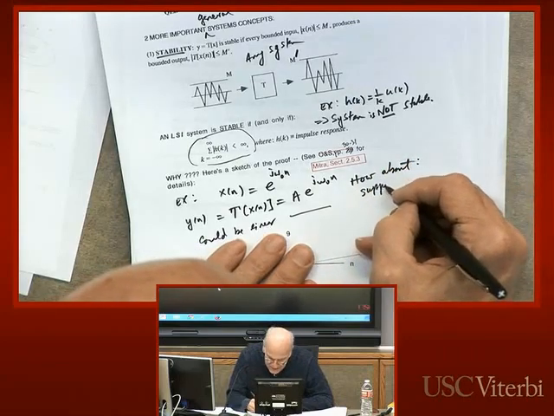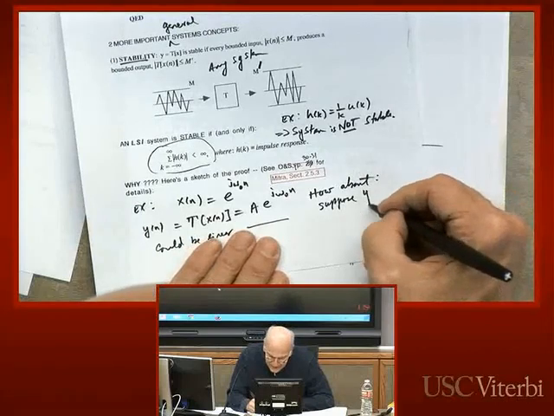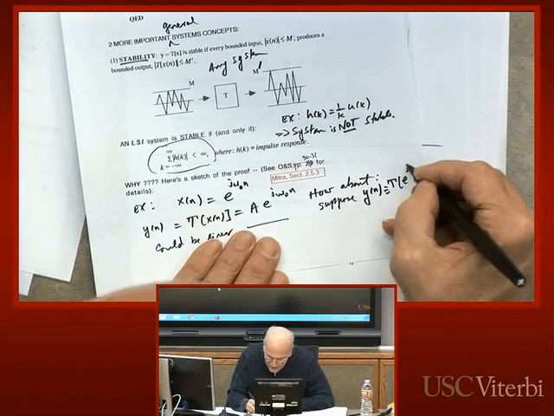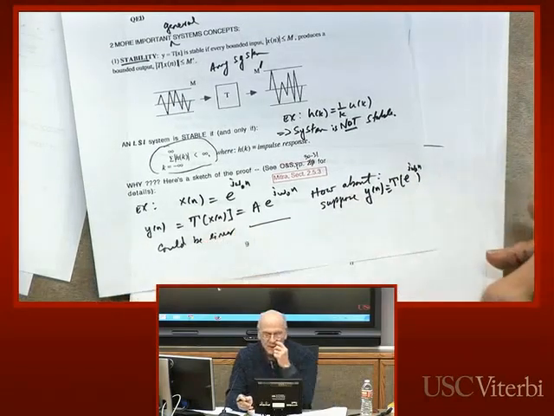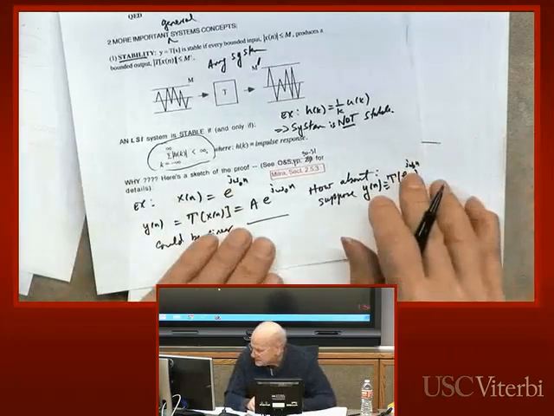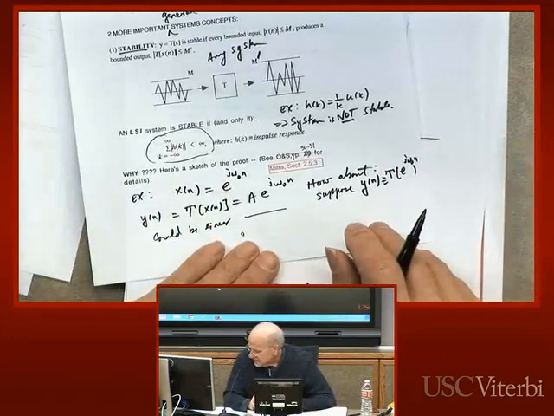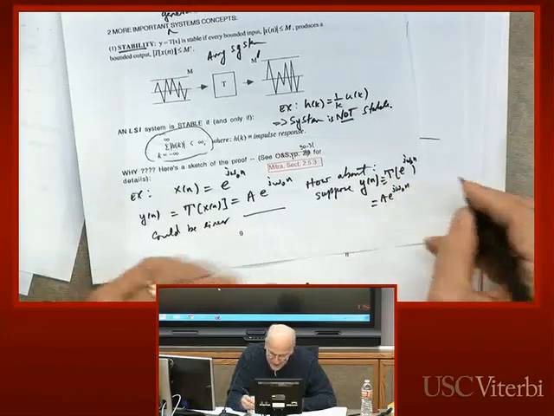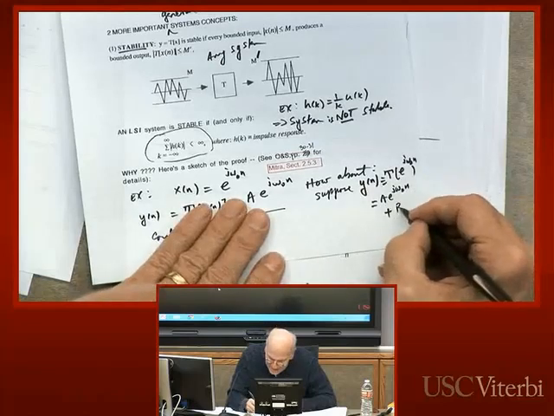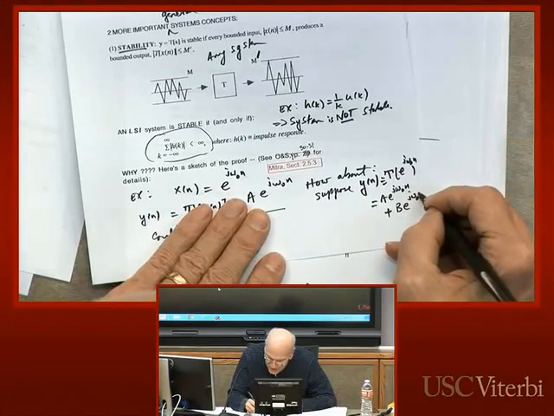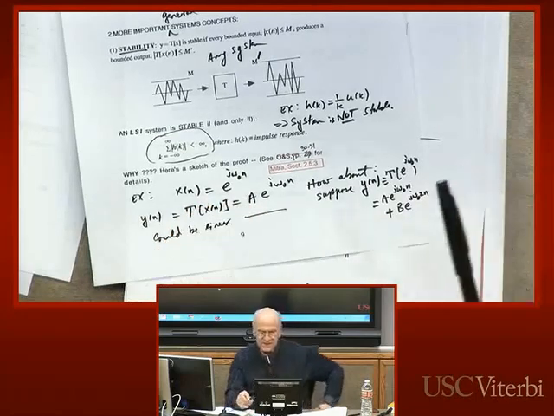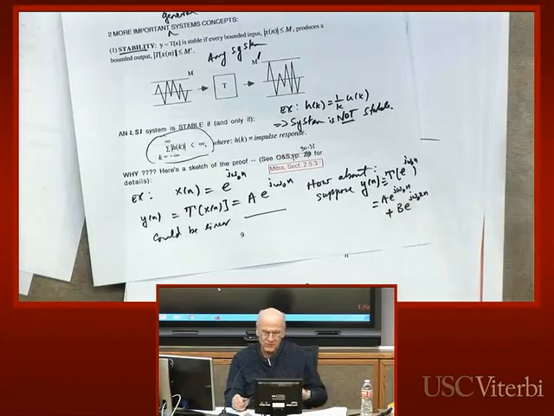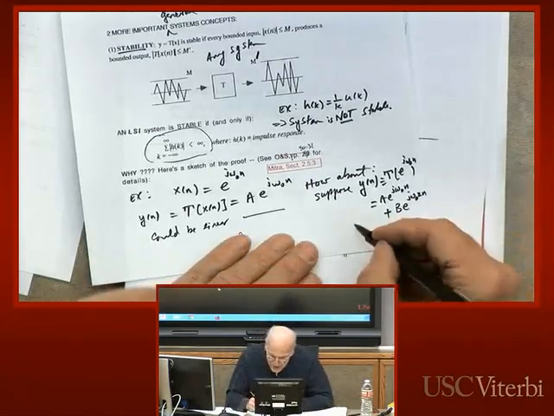Suppose y of n equals T of e to the j omega naught n. This is a problem that I gave on an exam, a kind of true-false type question. Suppose the output were A times e to the j omega naught n, just like here, but plus I'm going to add in B times e to the j omega naught times 2n. So it's basically a sum of two sine waves. The frequency of the second is double the frequency of the first. So the question is, could this T be linear?